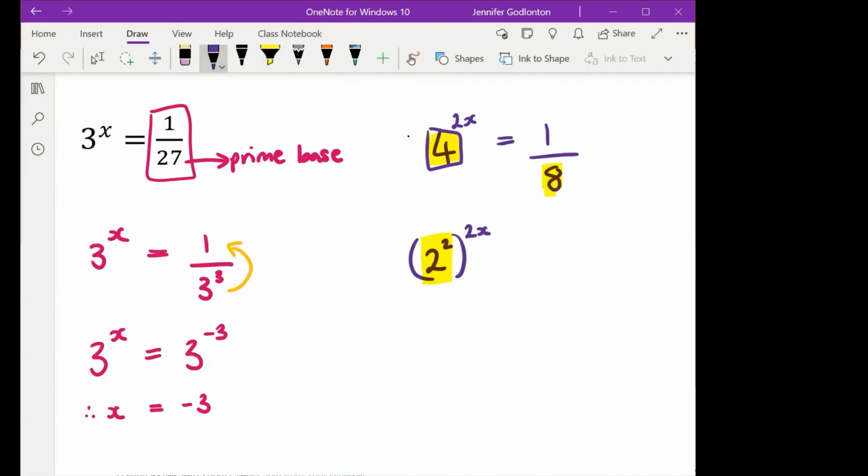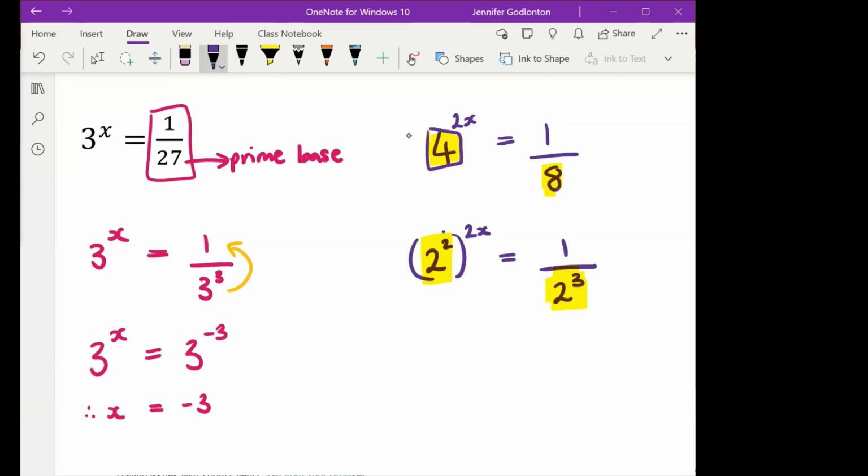Now on the right-hand side, I need to do the same thing to this 8. So what is 8 going to become? 2 cubed. Exactly, 2 cubed. Beautiful. Cool. So that takes us to the step over here. Now, we're already on the right track because we've got 2's on the left and we've got 2's on the right. So we know we're doing something good.